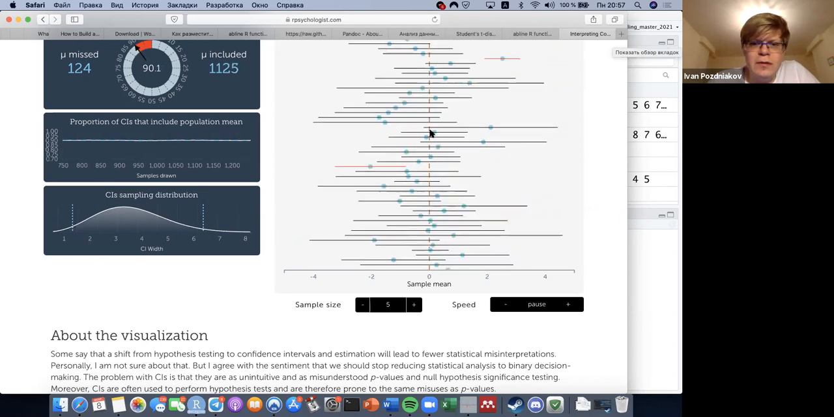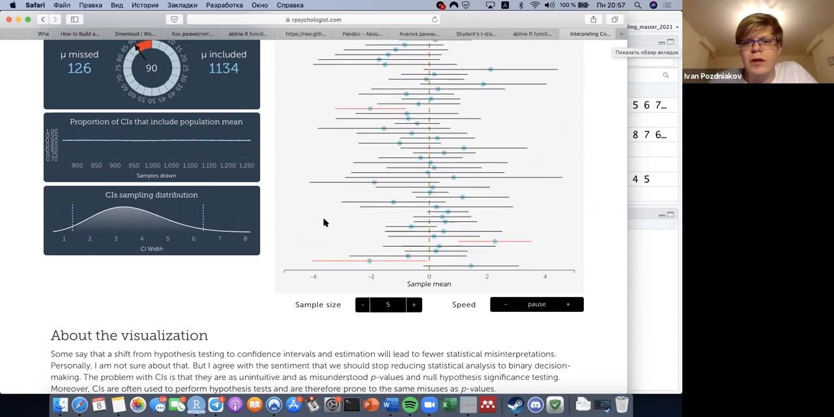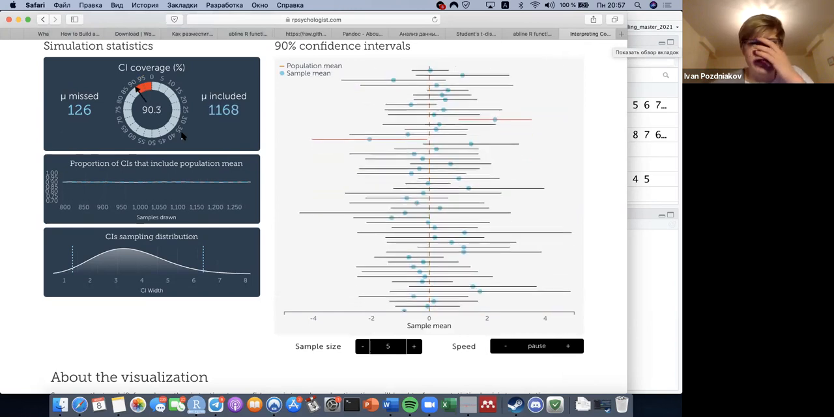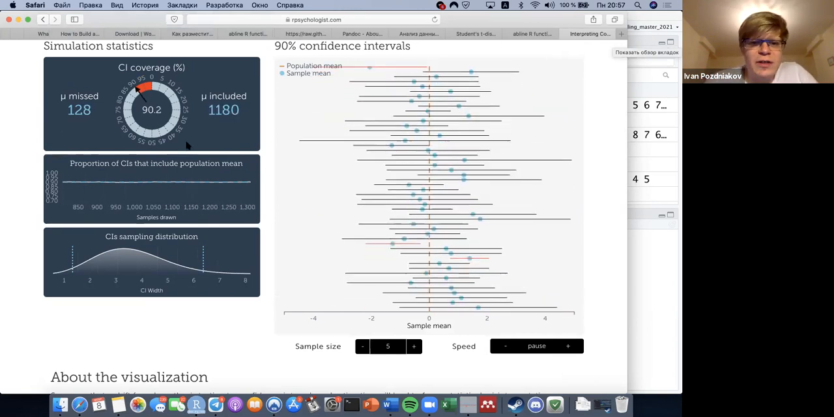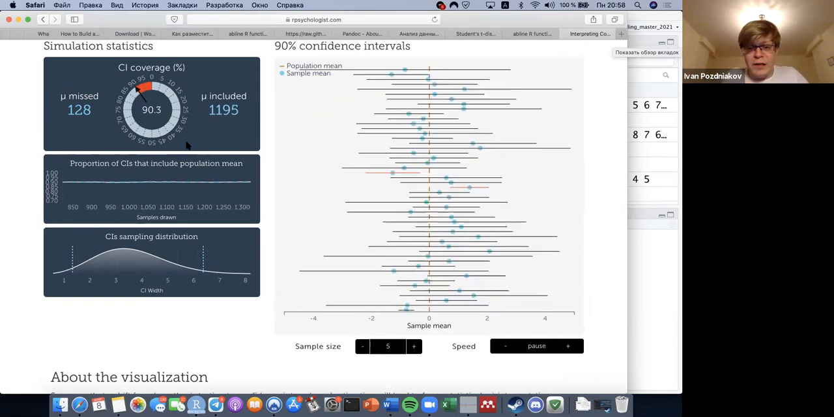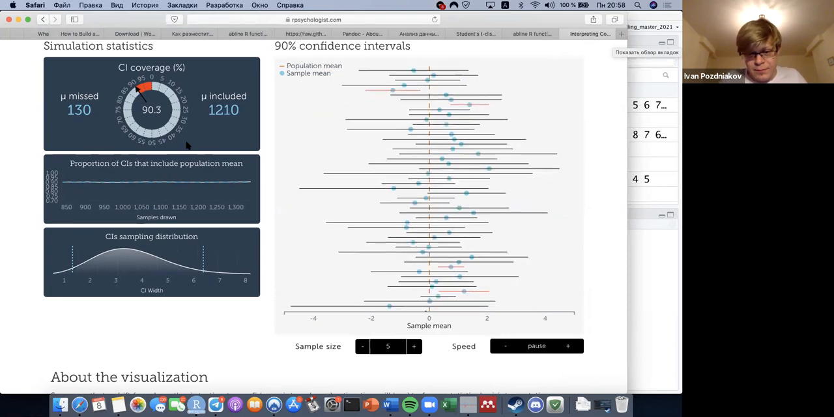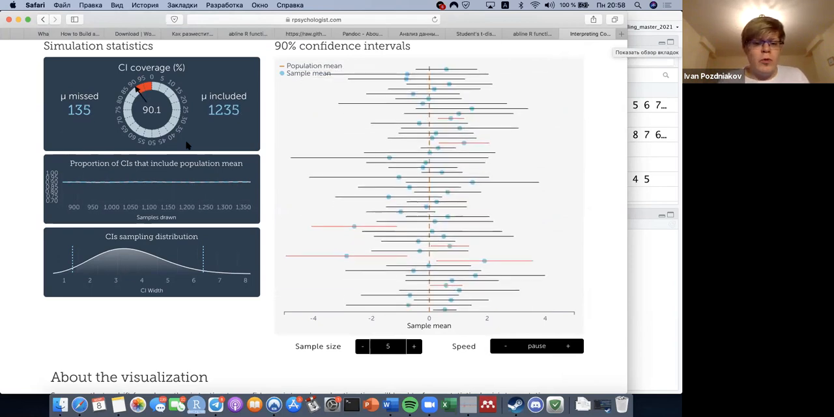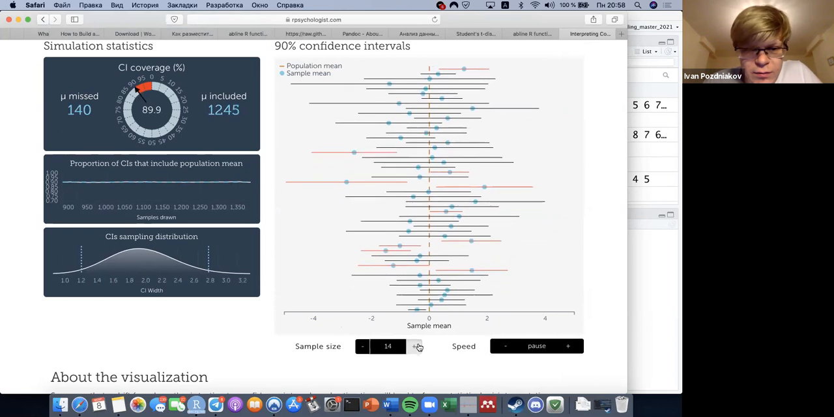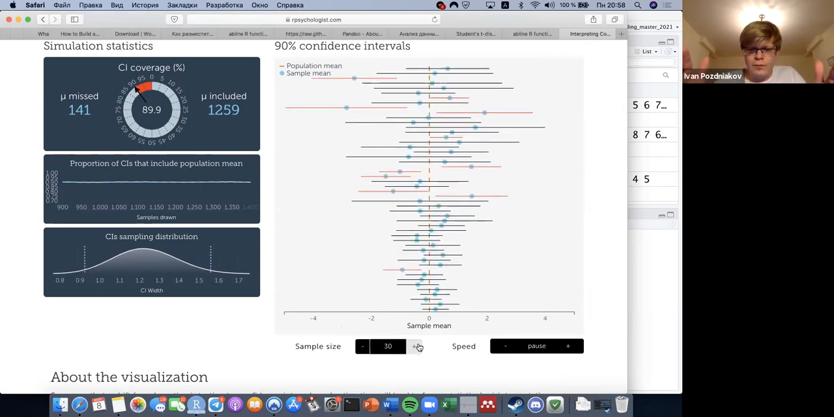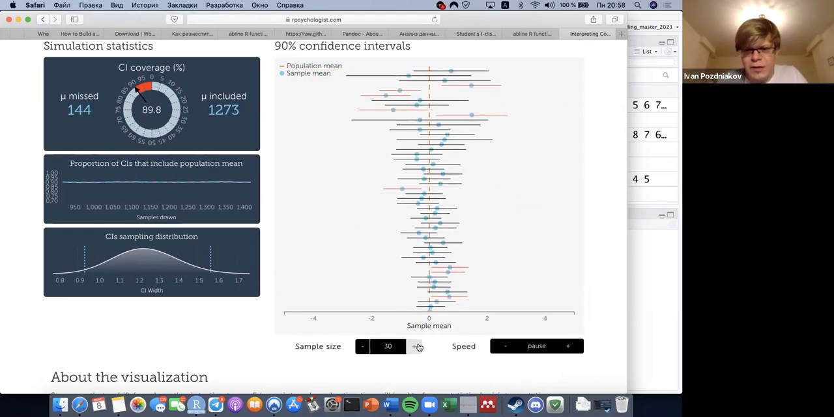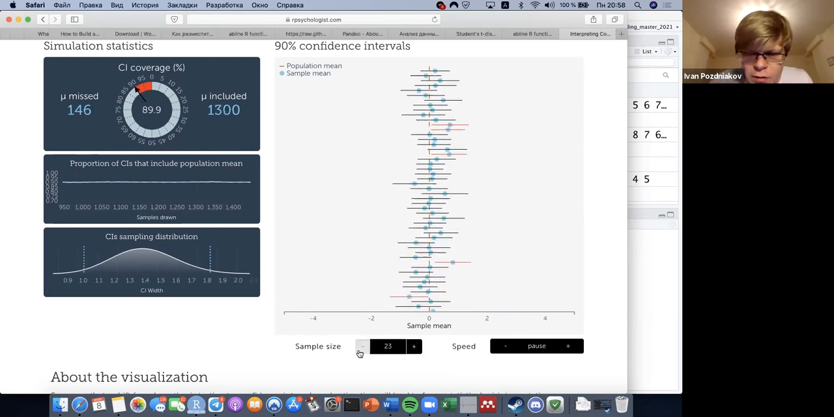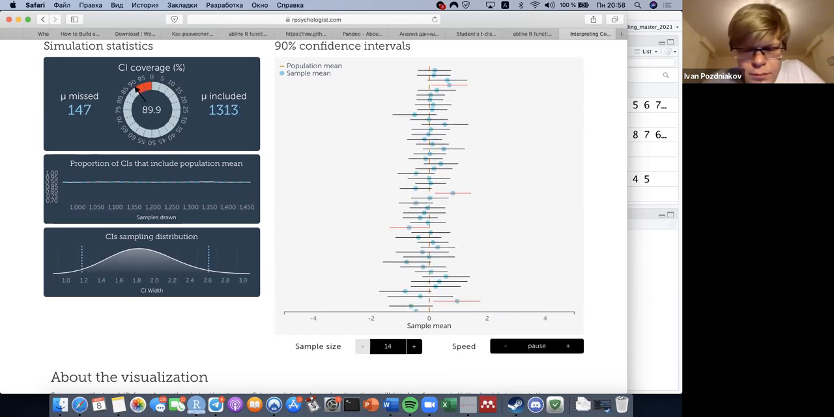And also, if you talk about confidence intervals based on estimations from a sample, of course, if you increase your sample size, your confidence interval will become more narrow. So you increase sample size and your confidence interval is more narrow. If you decrease sample size, you have wider confidence intervals.